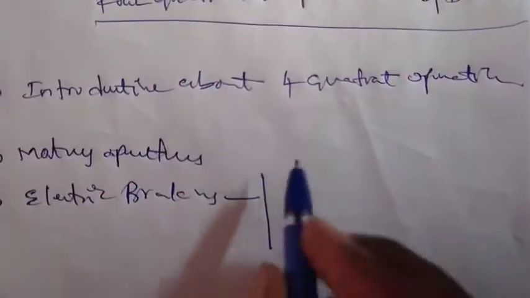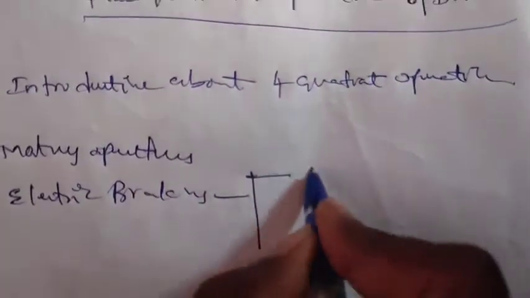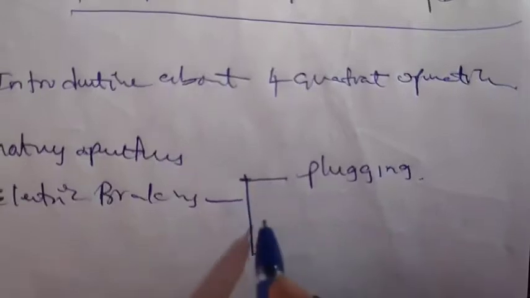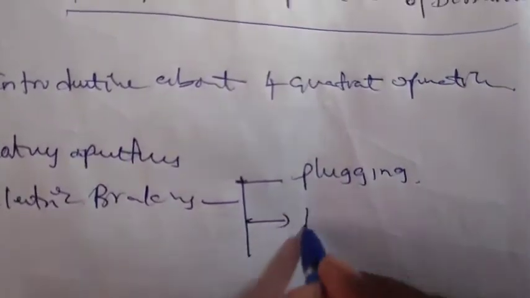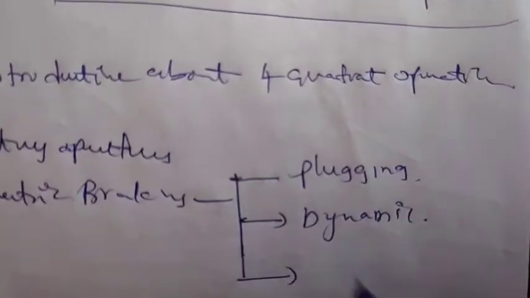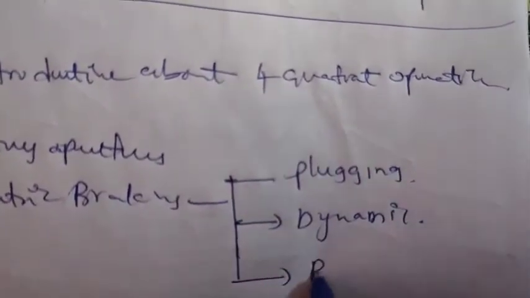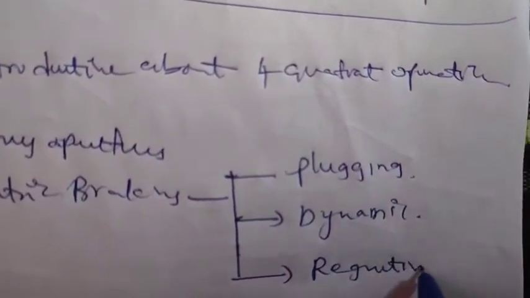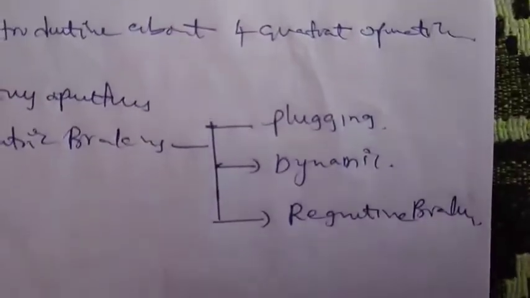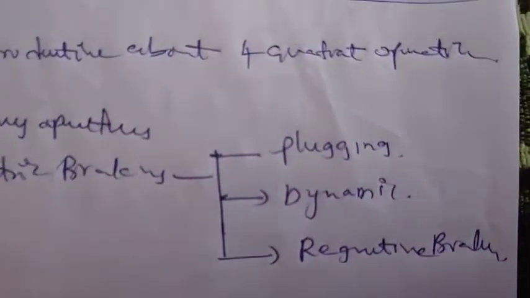Under electric braking, we have three types. First is plugging, where we change the reverse terminals. Next, dynamic braking, where we apply a brake to the motor. The final one is regenerative braking. These are the braking methods to stop the motor.